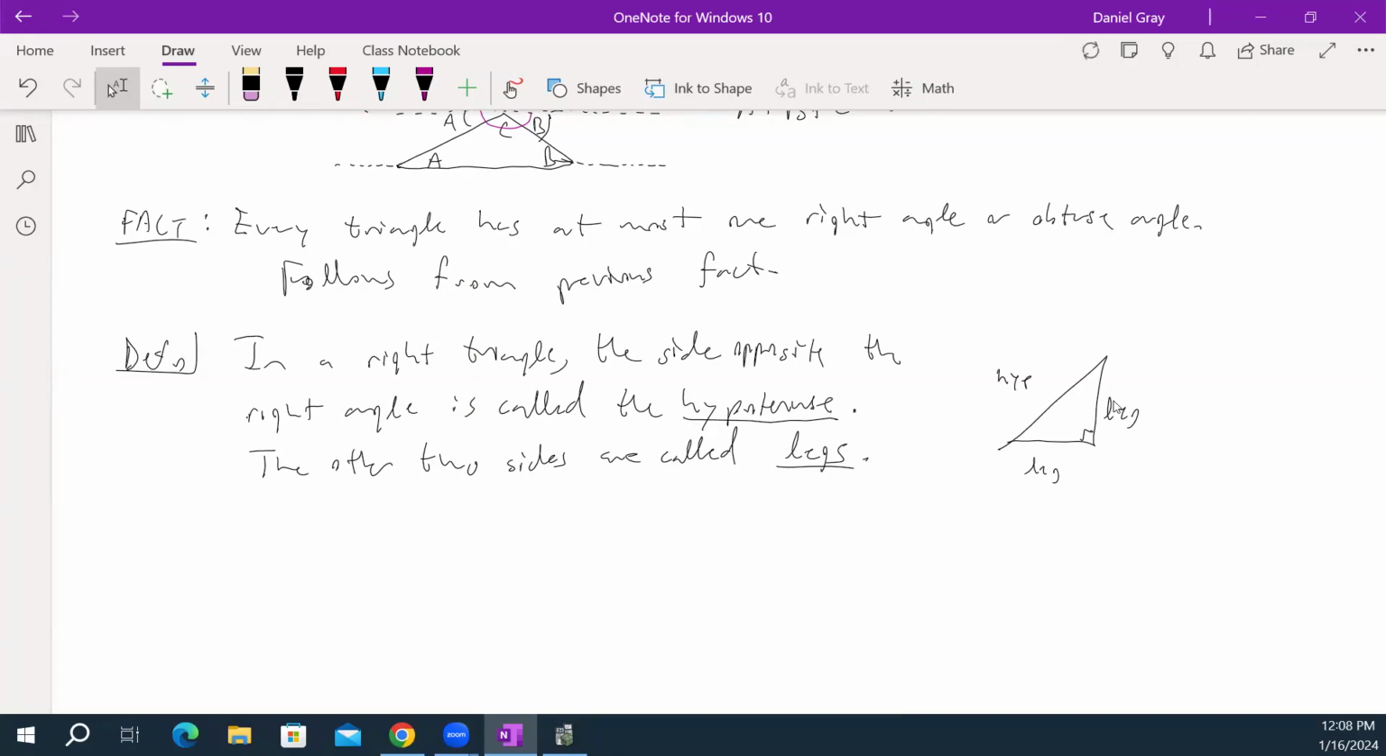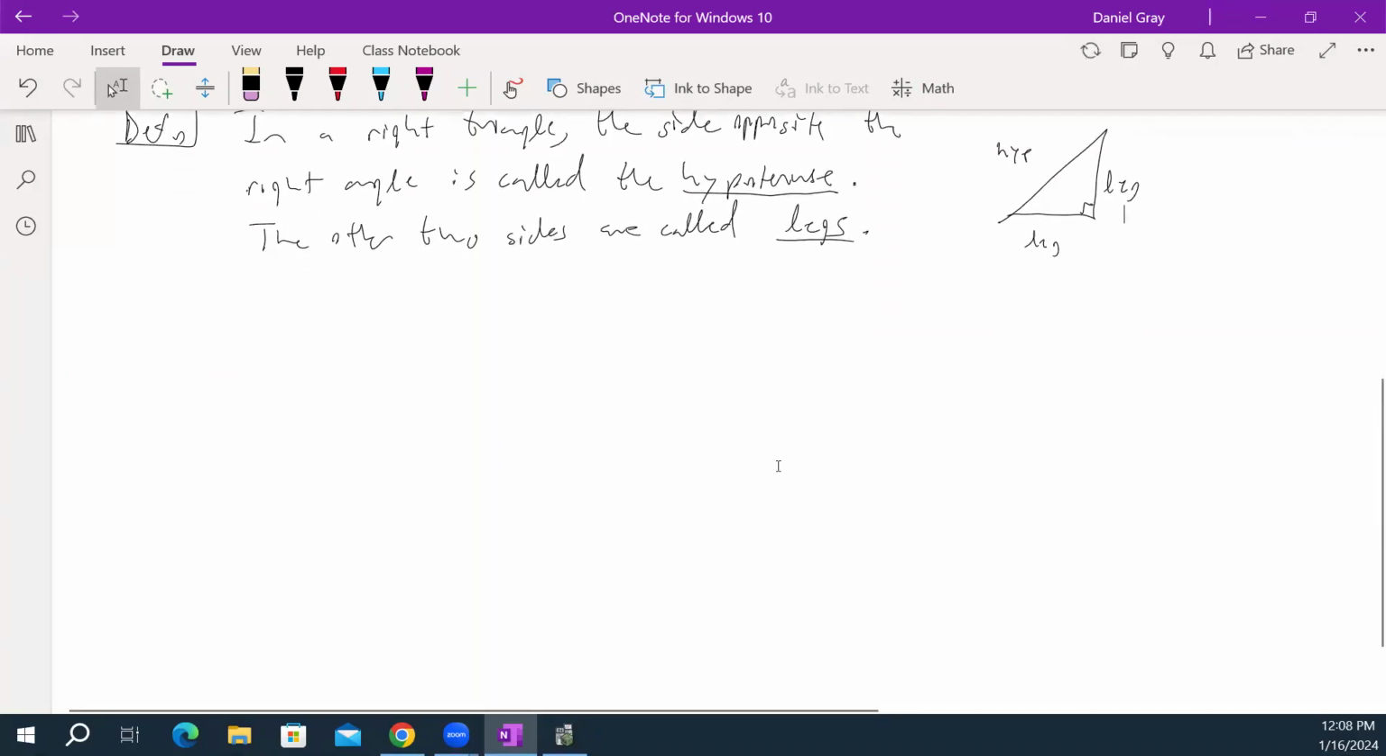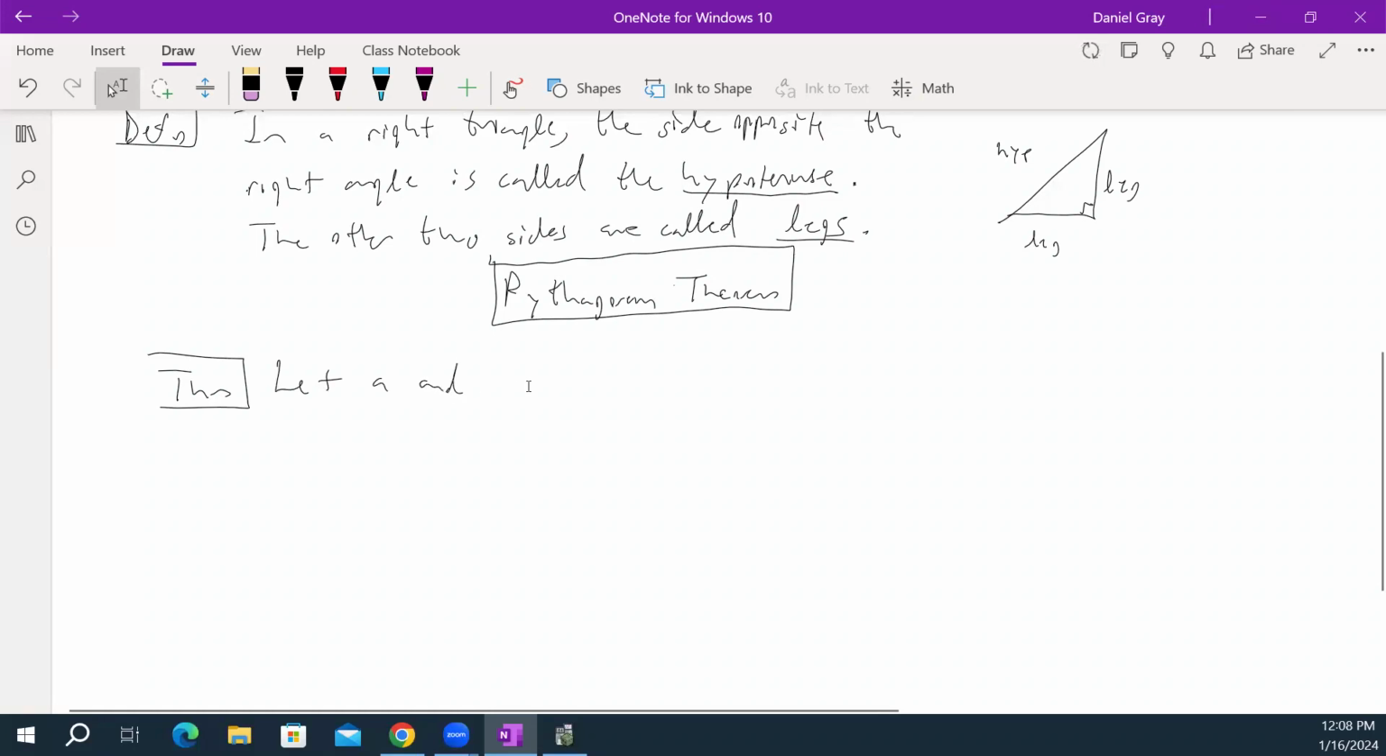All right, let's prove the Pythagorean theorem. Not so bad, actually. I think this proof is pretty elementary, though. Let's just state it first. The Pythagorean theorem says, let A and B be the lengths of the legs of a right triangle.